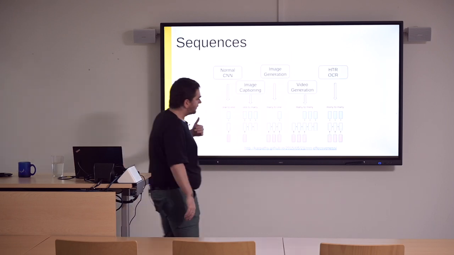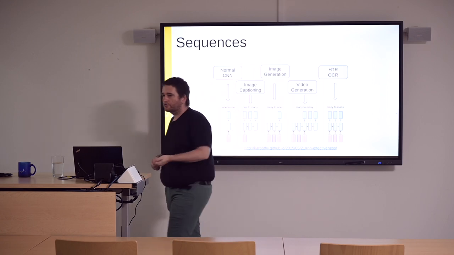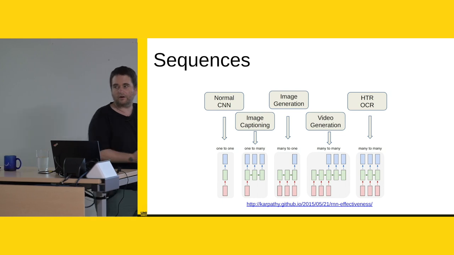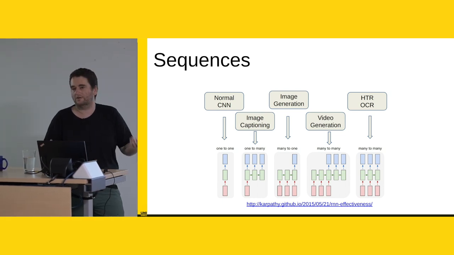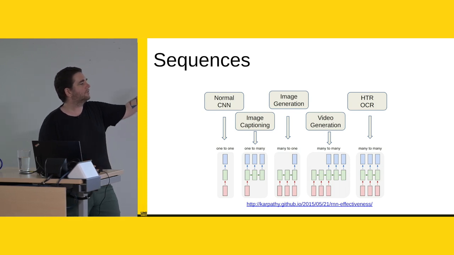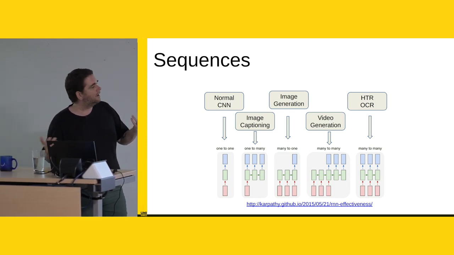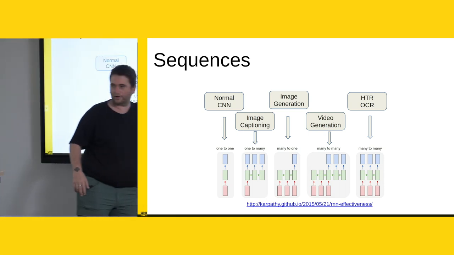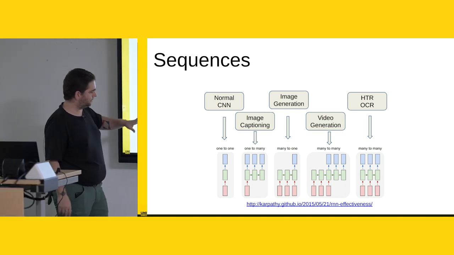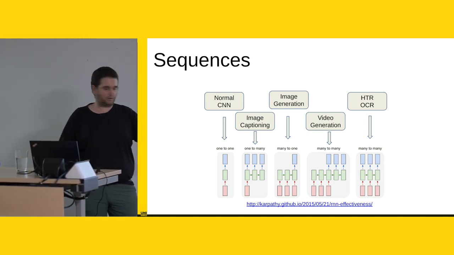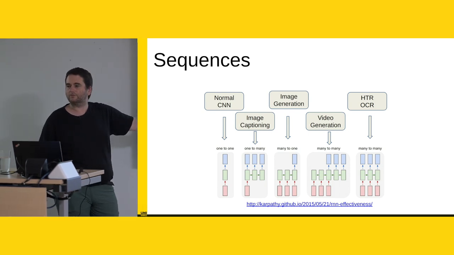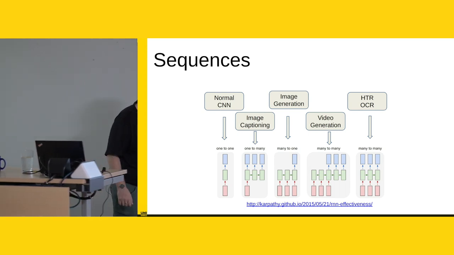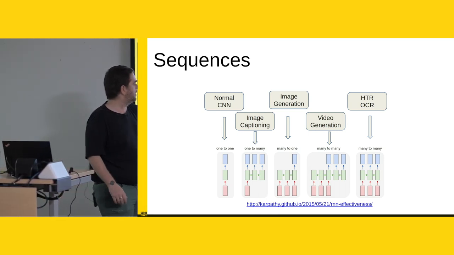So the other thing that is quite fundamental, even if we're talking about images, is sequences, right? In our case, we care about sequences. The easiest way to say images care about sequences would be probably thinking of something like HCR or OCR, but this is a very good taxonomy of how we can deal with sequences. So in this framework, we can consider that a normal CNN is just a sequence of one. An image goes in, a classification comes out.